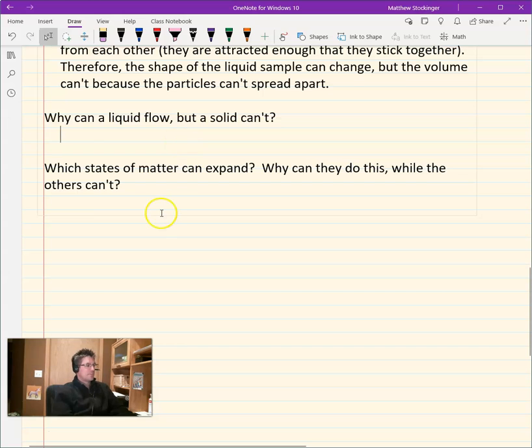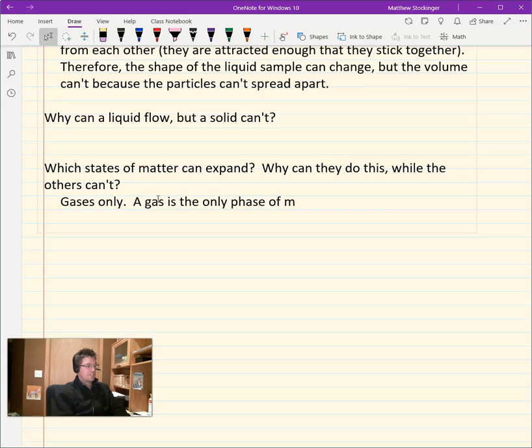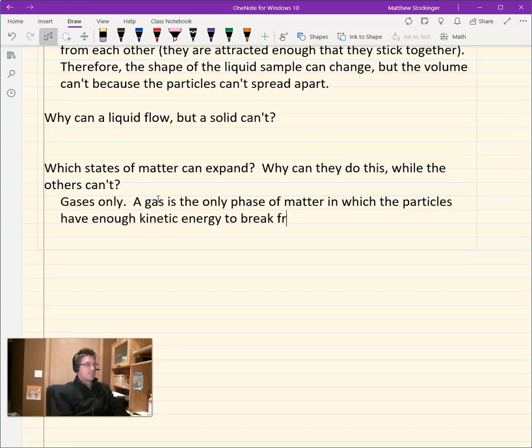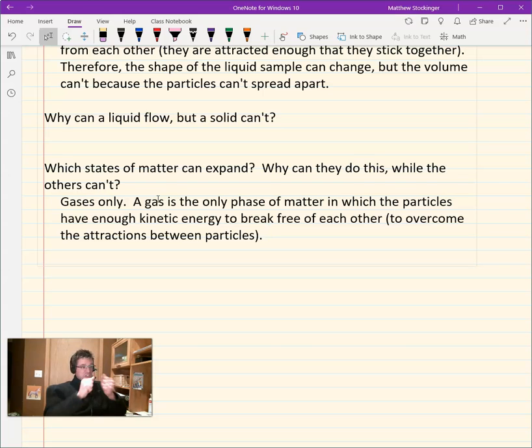That explains it. Which states of matter can expand? That would be gases only. Okay? A gas is the only phase of matter in which the particles have enough kinetic energy to break free of each other, right? To overcome the attractions between particles. Being able to spread apart from each other is what allows the volume of the gas to change.